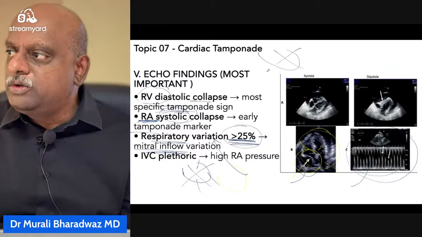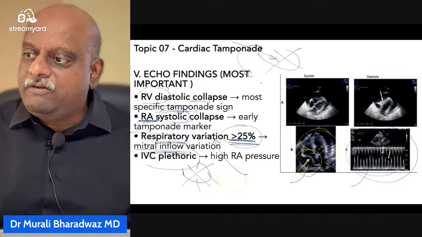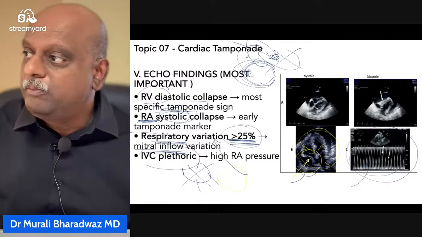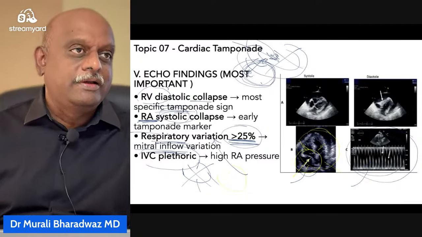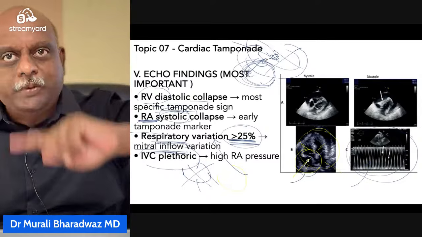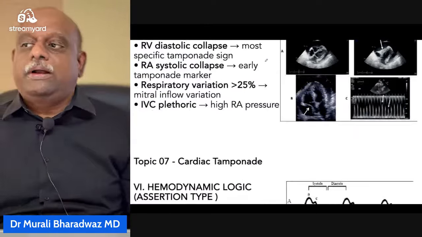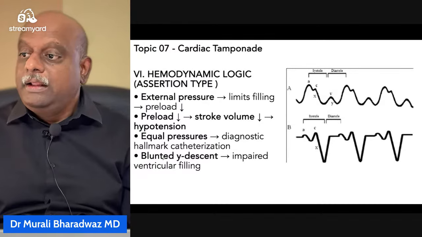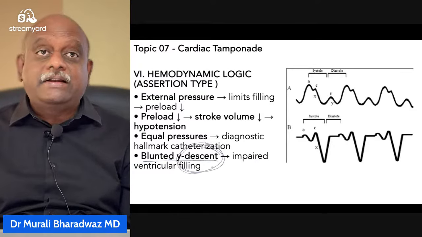And all that blood which is not able to fill will get stagnated into SVC, IVC. So IVC becomes plethoric, which is indicative of high RA pressure because of the tamponading effect of the surrounding fluid, is another important echo hallmark. Four echo findings: RV diastolic collapse, RA systolic collapse, respiratory variation more than 25% on the mitral inflow, and IVC plethora are the hallmarks you need to remember. Then, if you look at the JVP, there is a blunted Y descent.